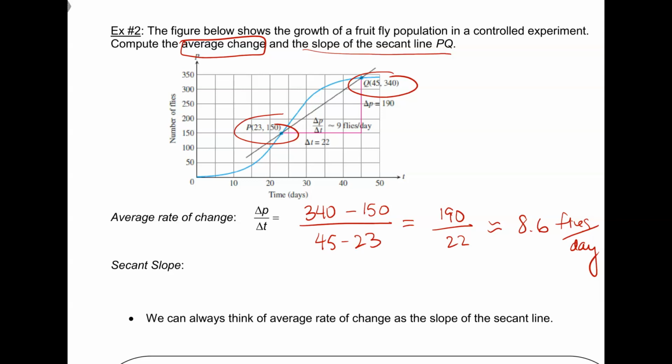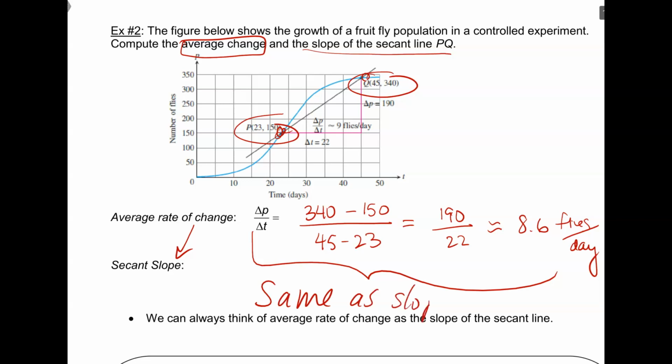Okay. So that is the average rate of change between these 2 points. What is the slope of the secant? 8.6. Yes. Once again, beating it into your brains that the average rate of change is the slope of the secant line. But that's only the same line for a certain segment of the experiment. That's only during the period from 25 days until 46 days. You're not counting from 0 to 50. Exactly. Does that make sense?